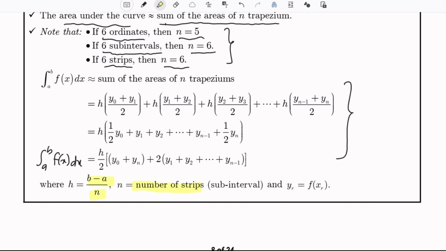We can use either the word strips, sub-interval, or ordinate. For the difference between the three, we can look here: 6 ordinates gives 5, 6 sub-intervals gives 6, and 6 strips gives 6.